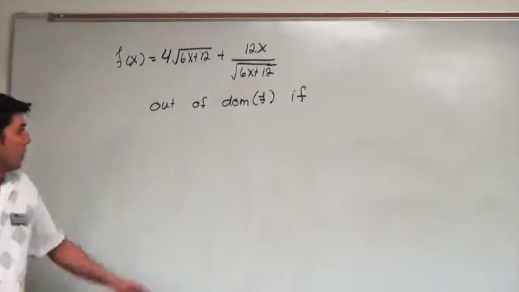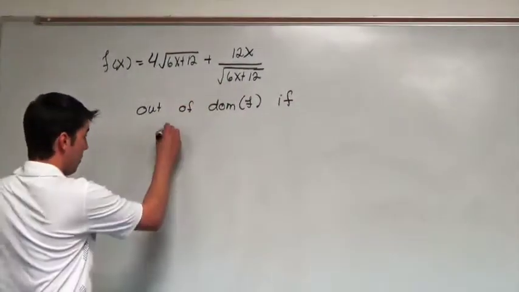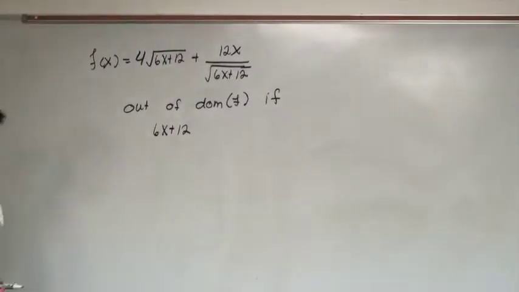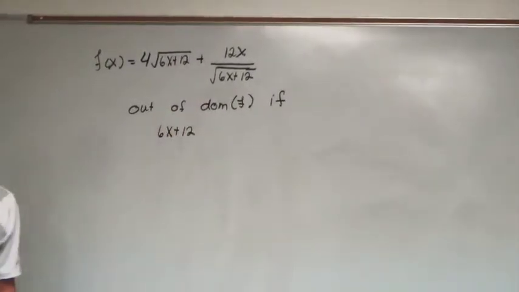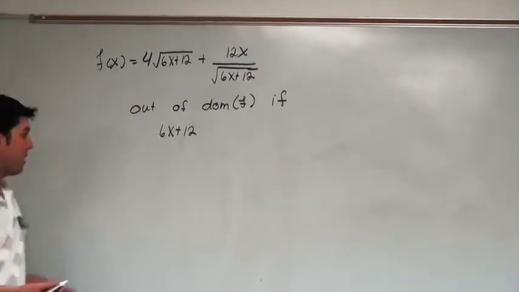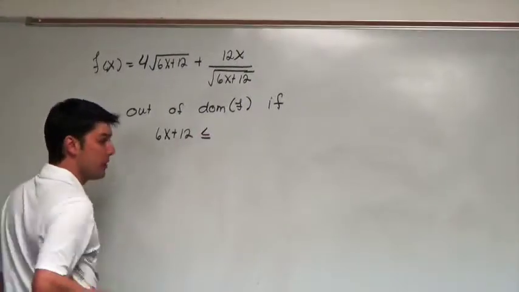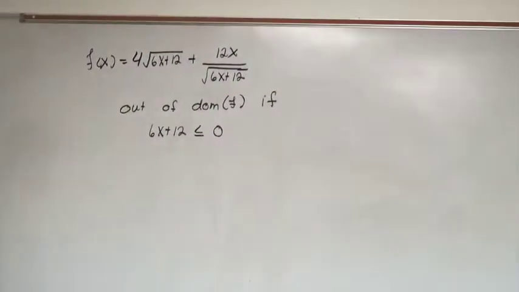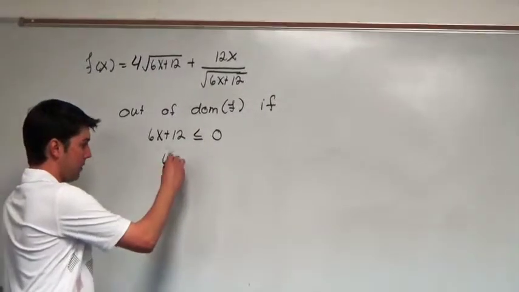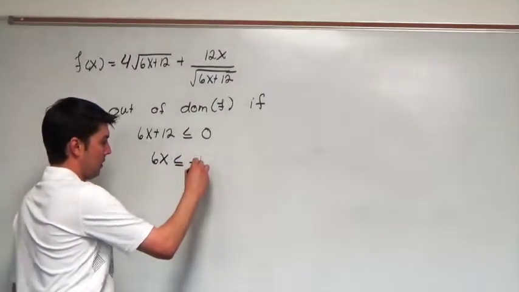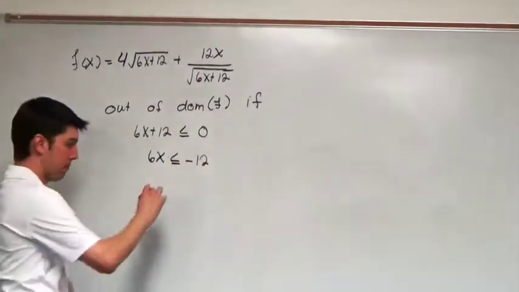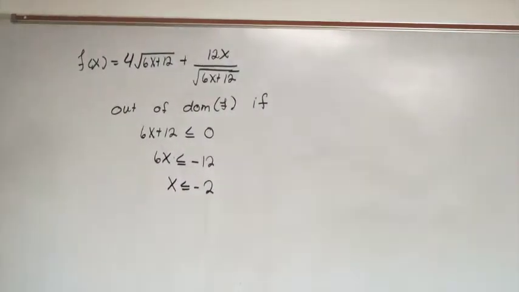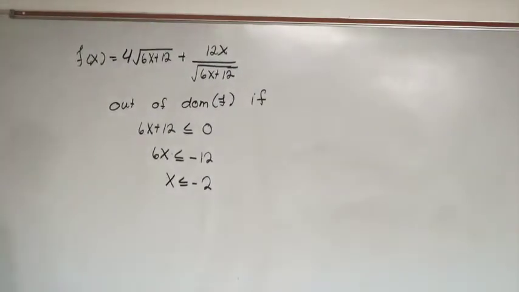So with this function, we will be out of the domain if 1, the 6x plus 12 cannot be 0 since it's in a denominator, and 2, it cannot be negative since it's in a square root, so we will be out of the domain if 6x plus 12 is less than or equal to 0. Move the 12 over, divide by 6. So we're out of the domain for x less than or equal to negative 2.